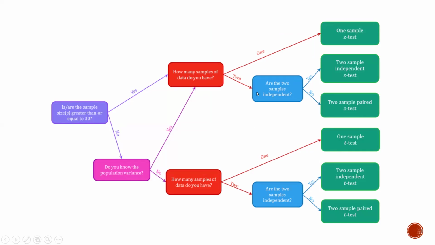And if you have 2 samples, you will check whether the samples are independent. If the samples are independent, you will go for 2 sample independent z-test. And if they are not independent, you will go for 2 sample paired z-test. And then, if you don't know the population variance, then how many samples you have. If you have 1 sample, you will go for 1 sample t-test. And if you have 2 samples, you will check whether they are dependent or independent. If they are dependent and the variances are not known, you will go for 2 sample independent t-test.